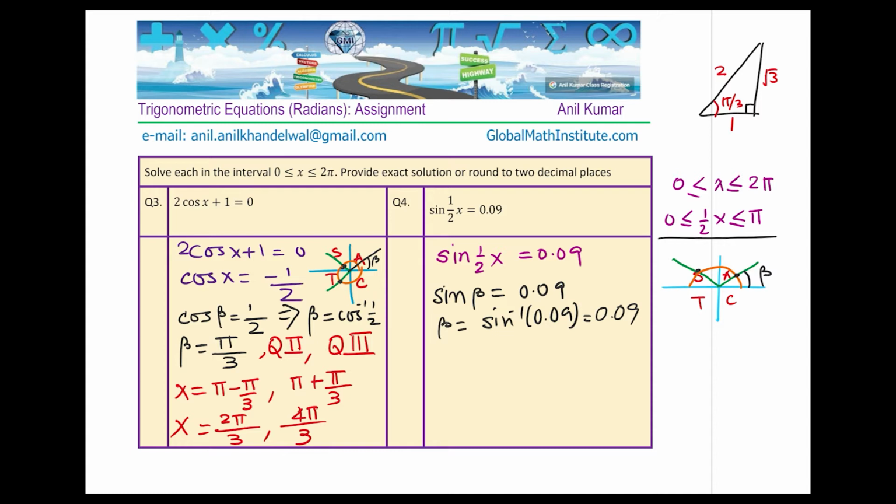Now the other value of angle will be what? So we can say now that half of x is equal to 0.09, and the other value which we see within 0 to 2 pi is pi minus 0.09.